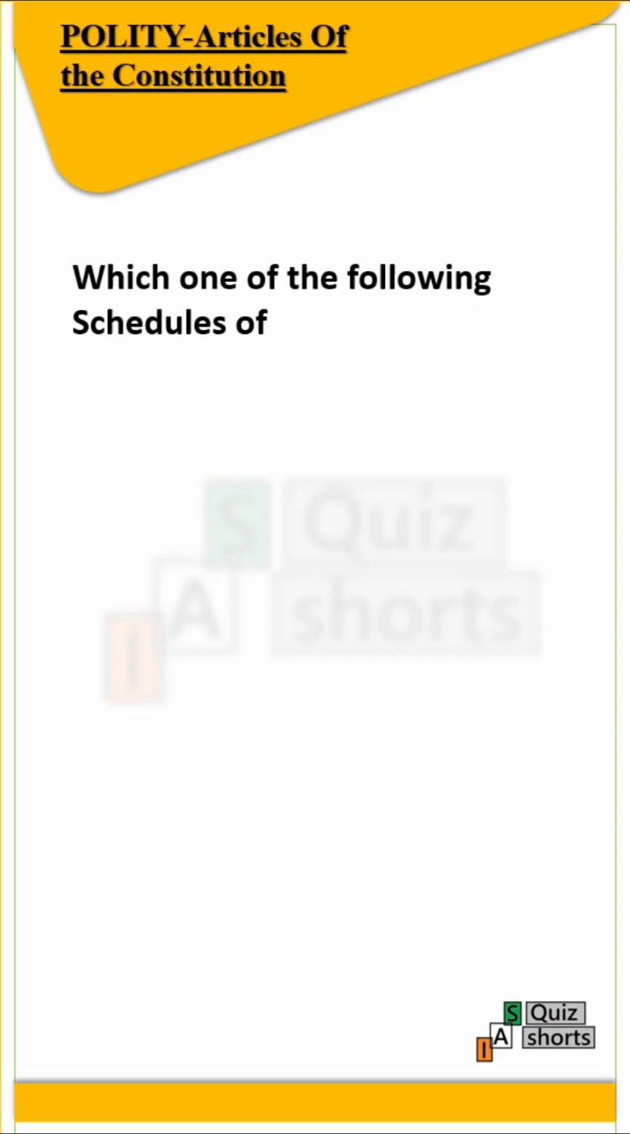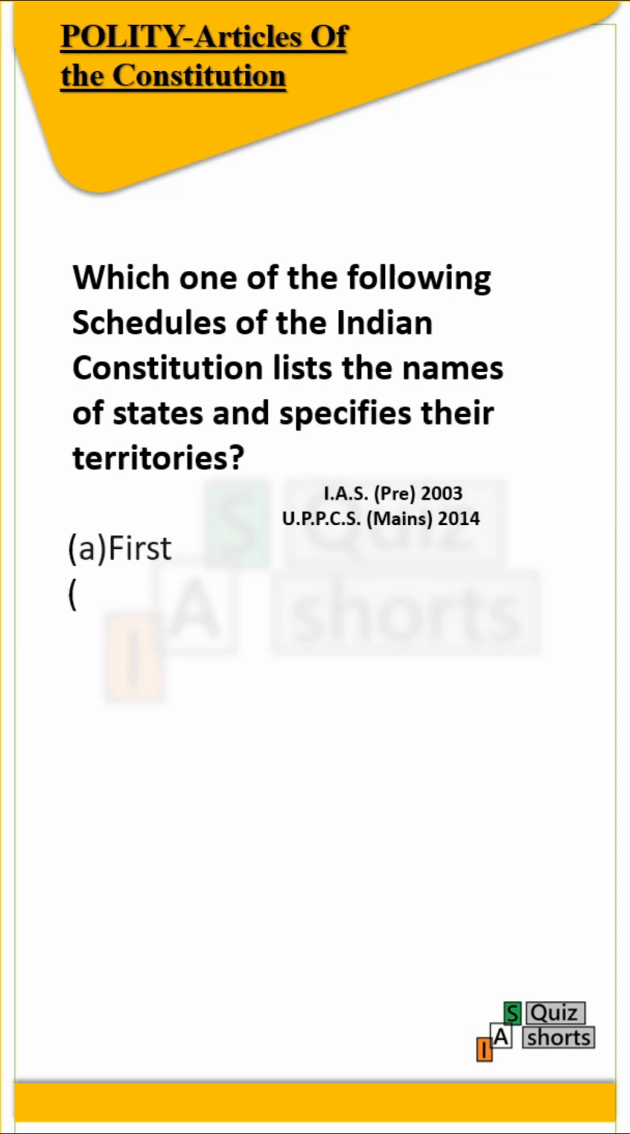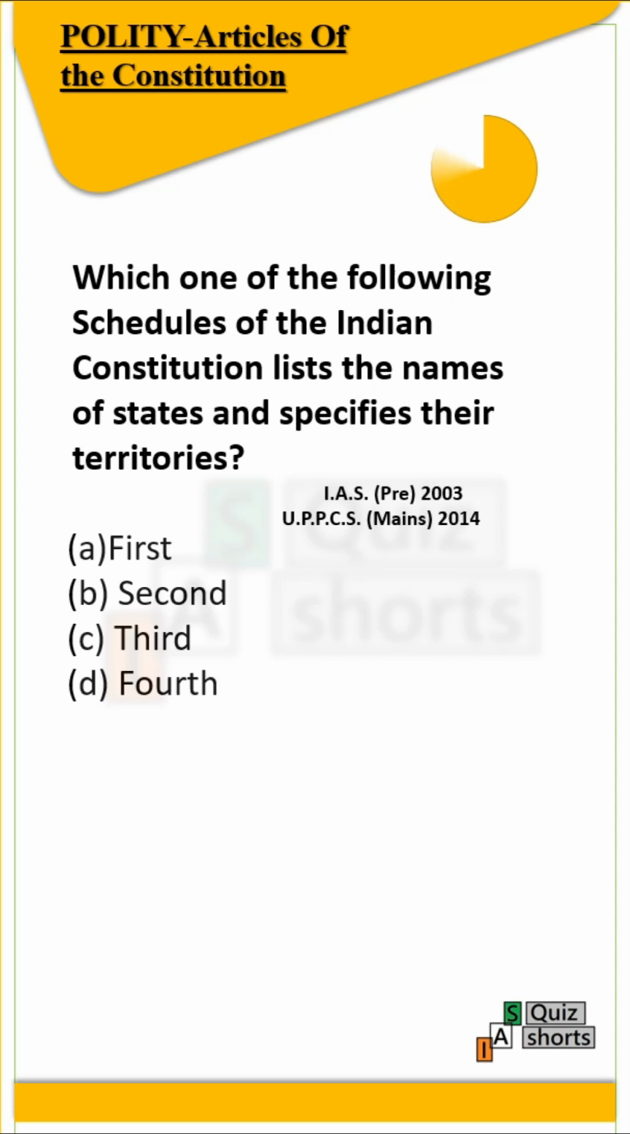Which one of the following schedules of the Indian Constitution lists the names of states and specifies their territories? Option A first, option B second, option C third, option D fourth. Answer is option A first.